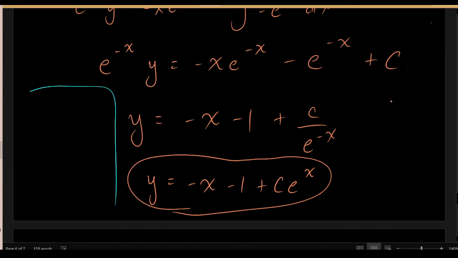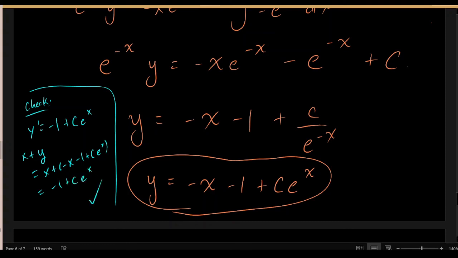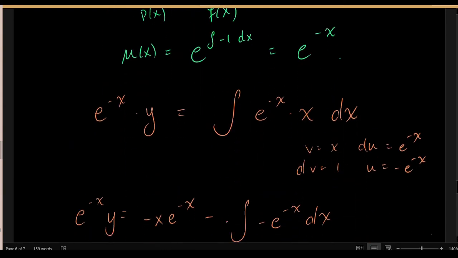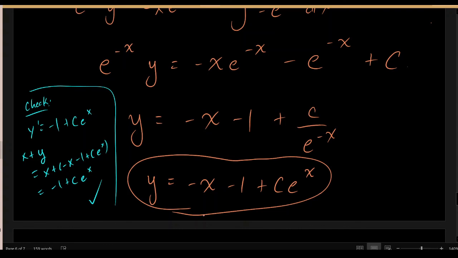If we're feeling skeptical, we can always check. If we calculate y prime for this formula, then we're going to get a minus 1 plus c e to the x. And if we calculate x plus y on the right-hand side, then the x and the negative x will cancel out, and I get the exact same thing, which is negative 1 plus c e to the x. So functions of this format do satisfy the conditions specified, and these functions are the solutions that we were looking for. This is the method of integrating factors.